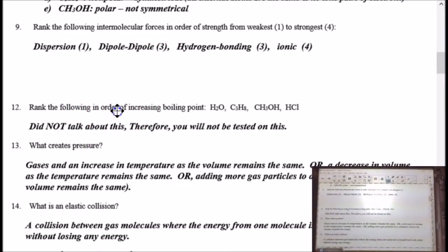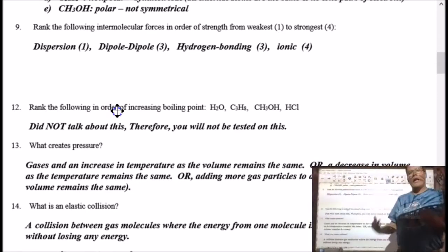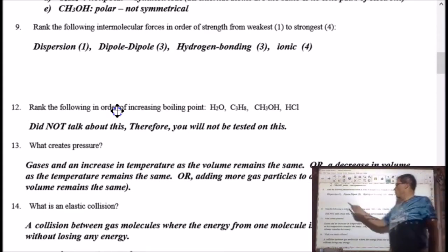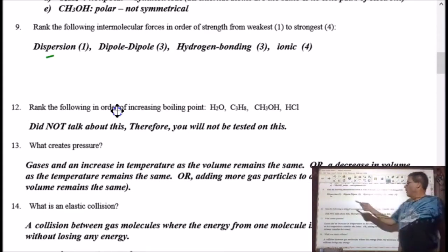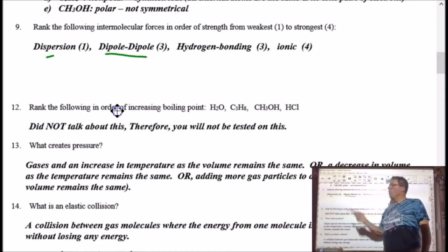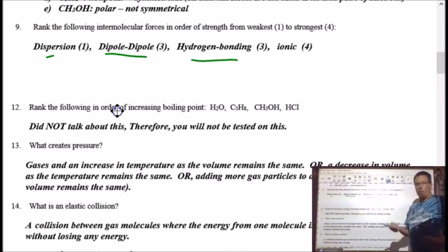Rank the following intermolecular forces in order of strength from weakest to strongest. Again, intermolecular means it's between molecules. Intra means between atoms, so we're not asking about that. But dispersion is the weakest, because that's what nonpolar compounds have with each other. Dipole, that's polar, but it's weaker than hydrogen bonding, again, with a polar compound.